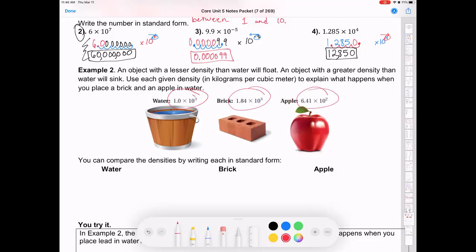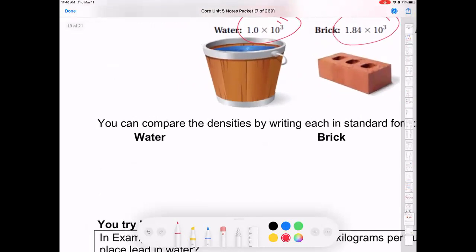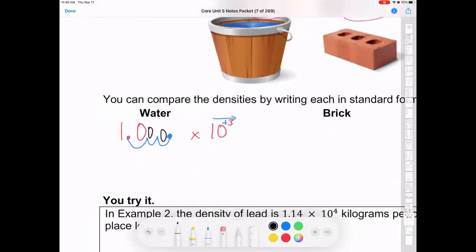So for water, we have 1.0 times 10 to the 3rd. Because we have a positive value here, we're going to move our decimal over to the right. 1, 2, 3. And then anywhere we see those little bumps, we're going to throw in the 0. So the density for water in standard form would be 1,000. Okay.